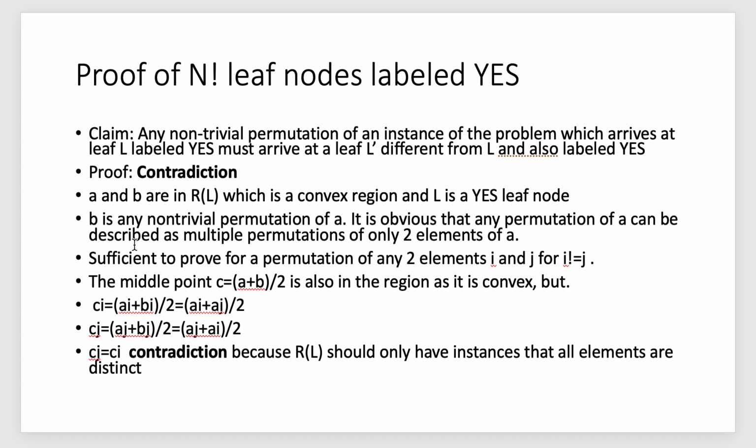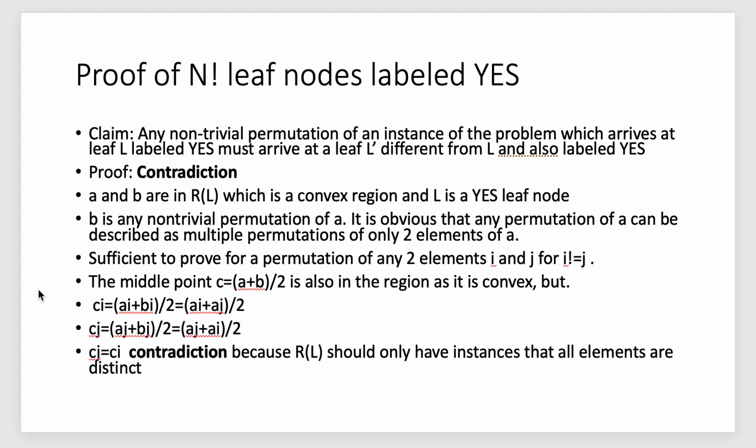So it's sufficient to prove that for any i different from j, if I permute element i with element j, this leads to two different leaf nodes. Then any permutation that can be done by combining permutations two by two will also lead to different leaf nodes.